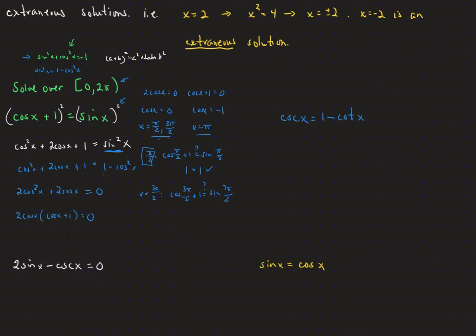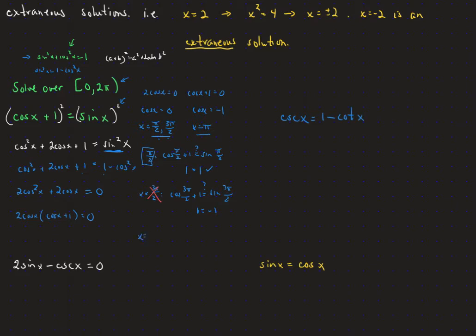But here we'll see cosine of 3 pi over 2 is 0, making the left side 1, but the sine of 3 pi over 2 is a negative 1. That's not true, so that means that 3 pi over 2 is extraneous. It has to be rejected.